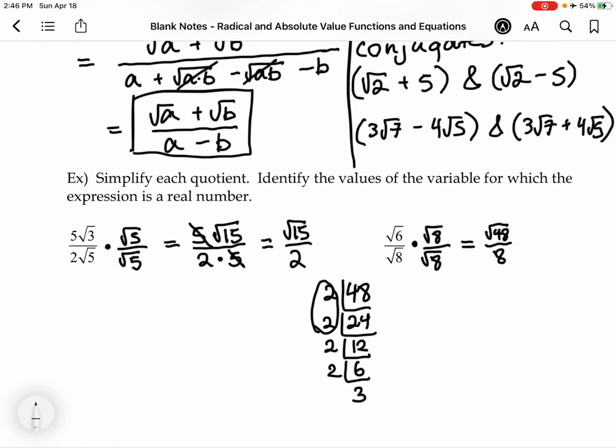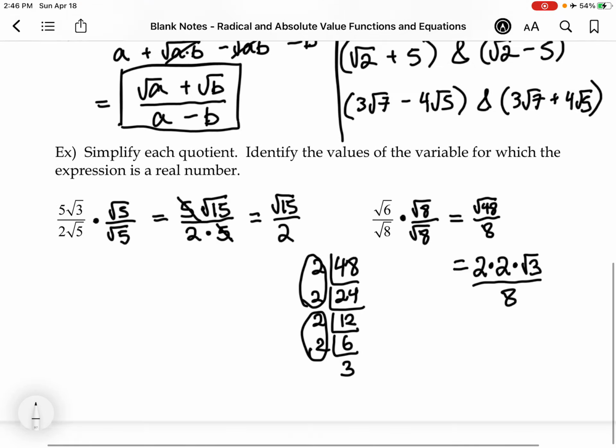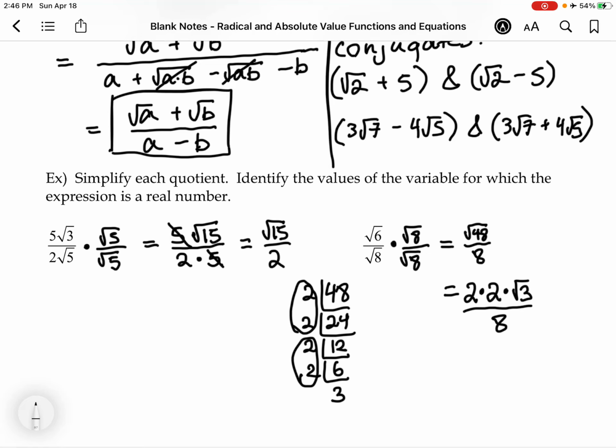And there's a bunch of pairs. There's 1 pair of 2 and 2 pairs of 2. So I can bring out a 2 and a second 2, and then I'm left with a root 3 over 8. Now that's essentially 4 root 3 over 8. And then this can cancel. 4 over 8 is 1 over 2. So this becomes the square root of 3 over 2.